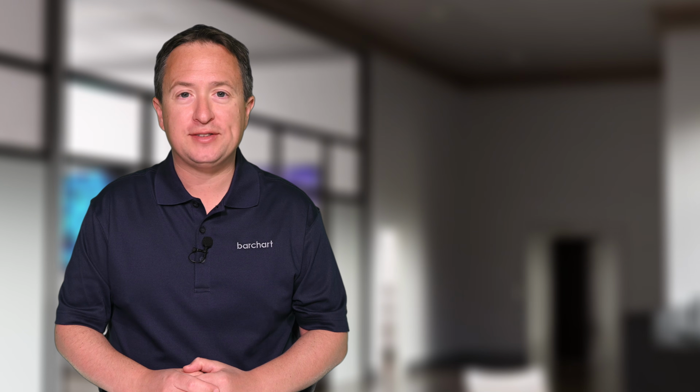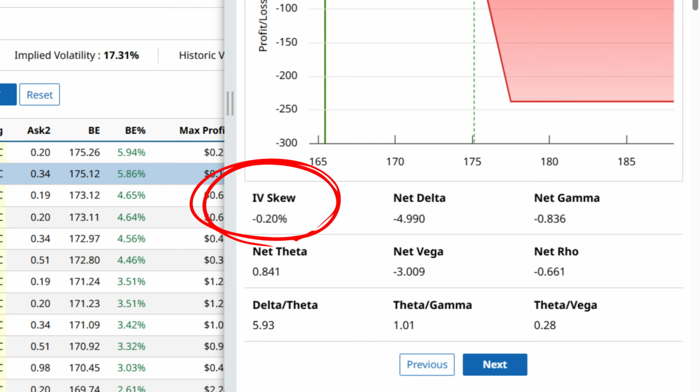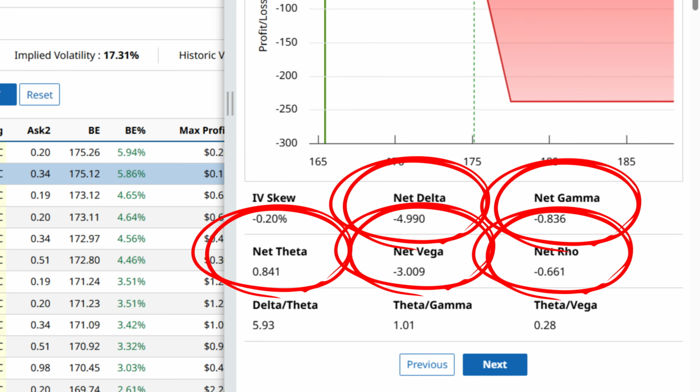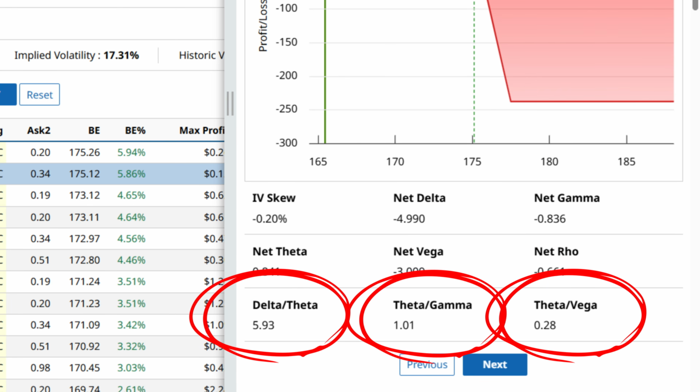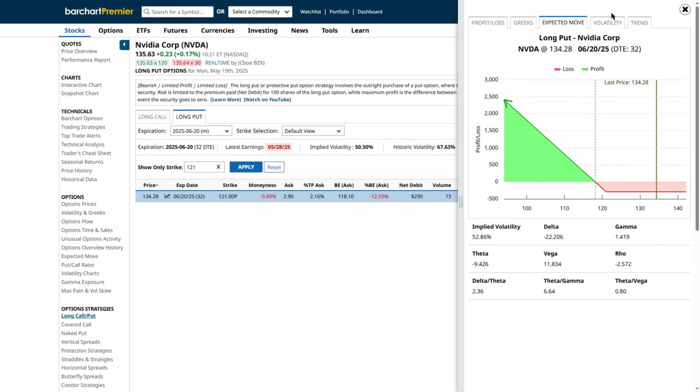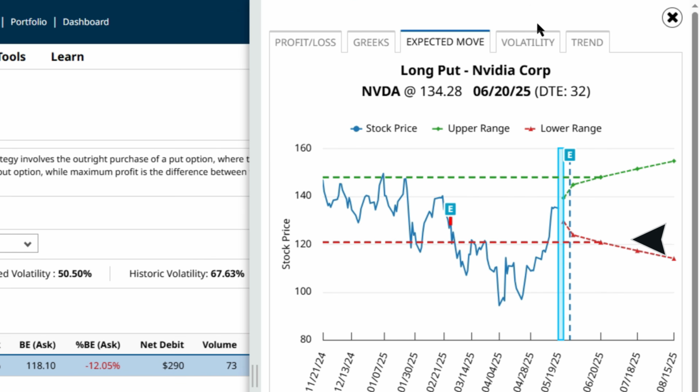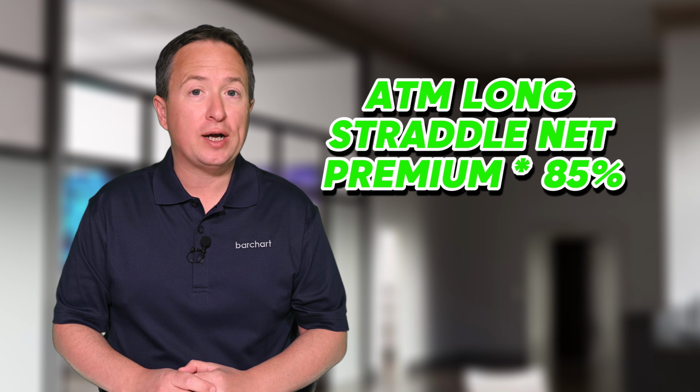For multi-leg trades, Barchart also displays IV skew, the net Greeks across the position, and ratios based on those net values, which is helpful for evaluating more complex setups. Now, let's head on over to the expected move tab. This feature projects the range where a stock is likely to trade by your selected expiration date. It's based on 85% of the price of the at-the-money straddle, and that range is automatically calculated and displayed both as a price range and as a percentage move, so you can put away your calculator.